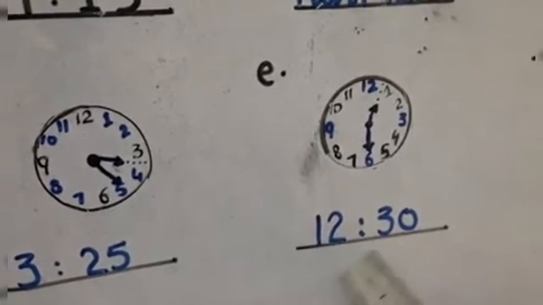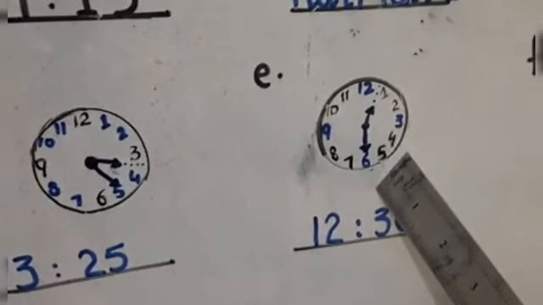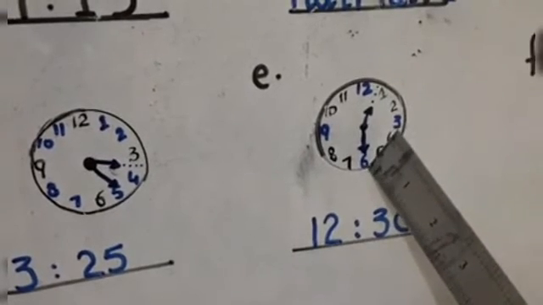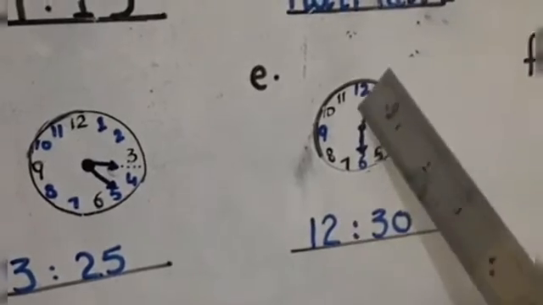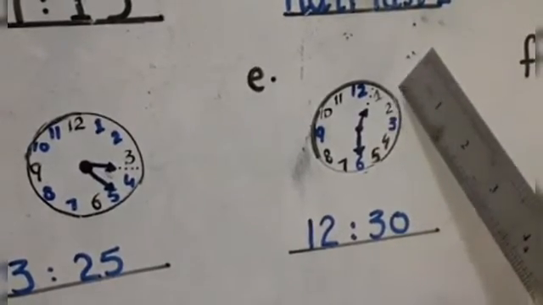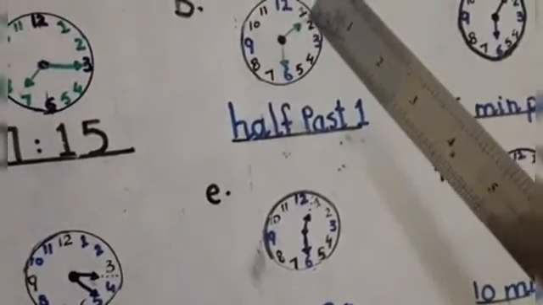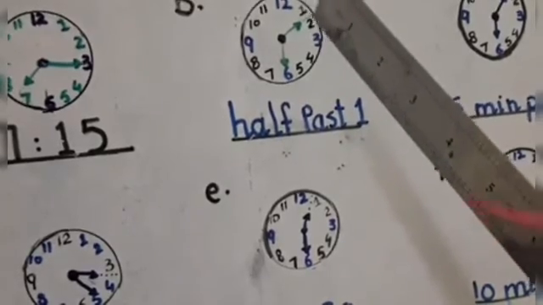So 12 hours 30 minutes. Okay, 30 minutes means the half of the clock. 5 6s are 30 minutes. So the minute hand will be on 30, on 6. 5 6s are 30 minutes, and the hour hand will be between 12 and 1, as I told you above, 1:30. Okay, 1:30. So the hour hand was between 1 and 2.